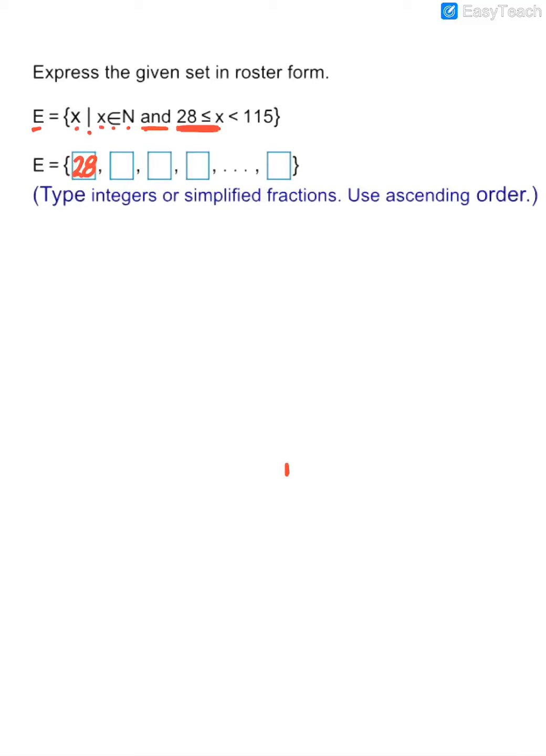And then it says less than 115. Notice it does not say equal to 115. So if it just says less than 115, the largest counting number less than 115 would be 114. So if I fill in the other boxes, I started with 28, and then you'd have 29, you would have 30, you would have 31. The ellipsis just means I continue with that same pattern, and then I stop at 114.